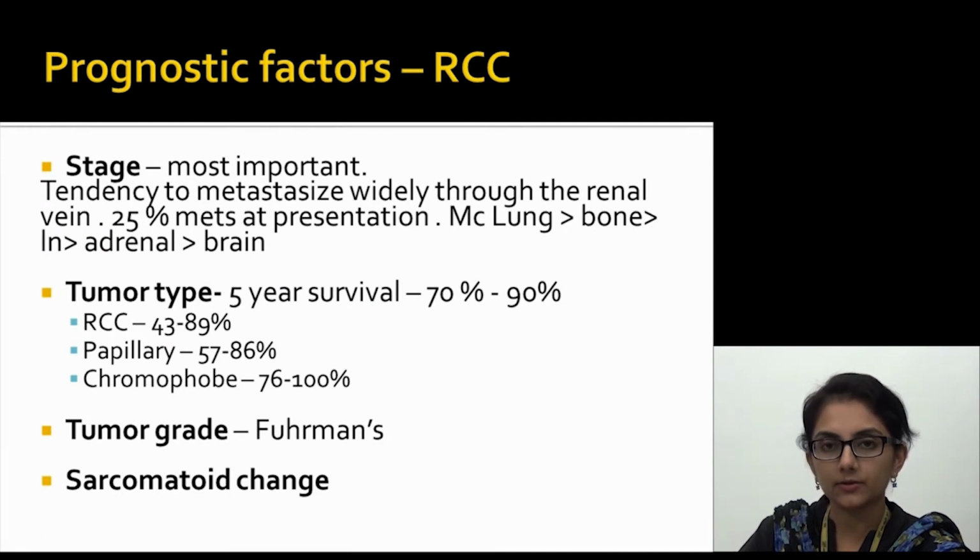RCCs have now been added in the new classification, including enzyme deficient RCCs, which is the succinate dehydrogenase deficient tumors, translocation carcinomas, including the XP11.2, among others.